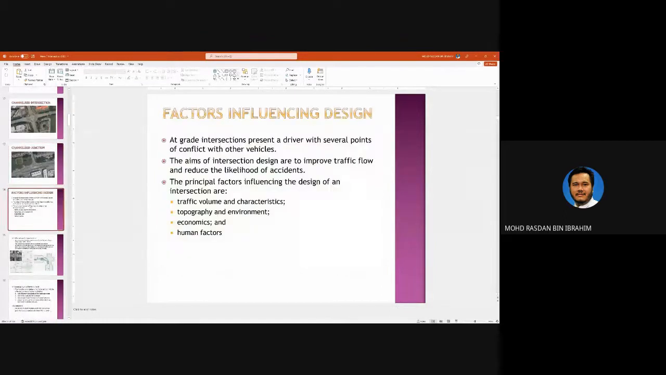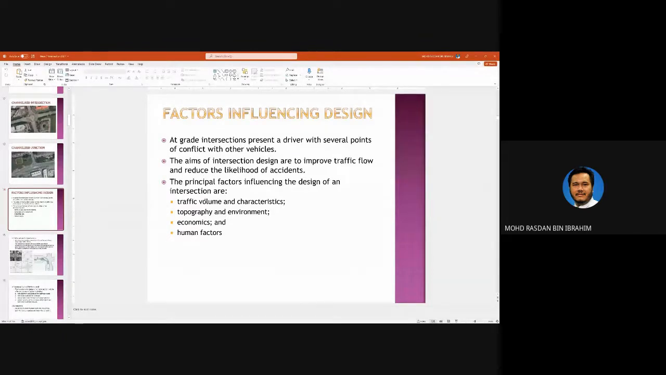Okay. So, factors influencing intersection design. At grade intersections present a driver with several points of conflict. Again, it has lots of conflict points. So the aim of intersection design is to improve traffic flow and reduce the possibility of an accident. Okay. So the principal factors are traffic volume and characteristics.